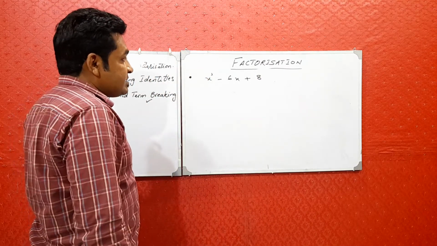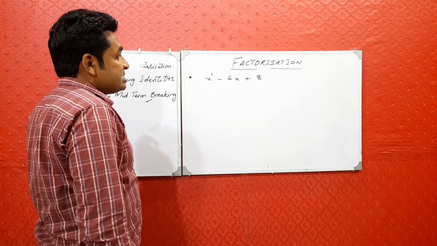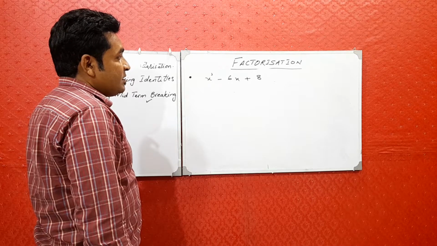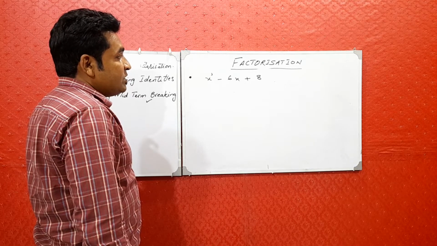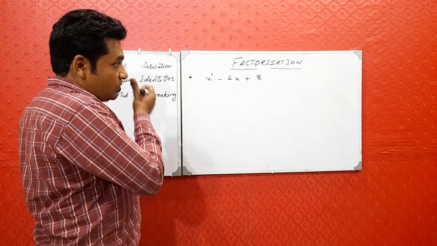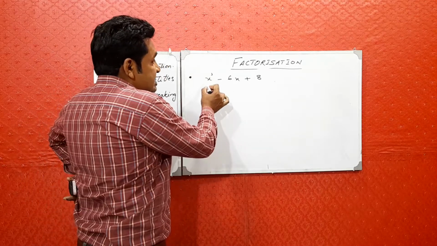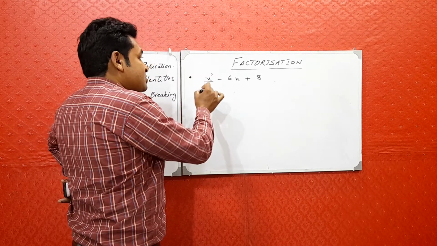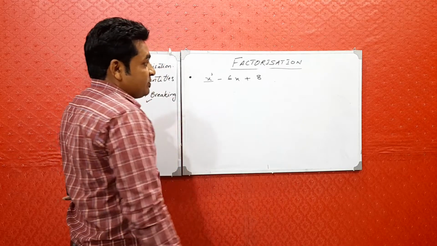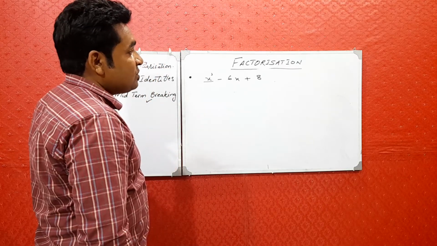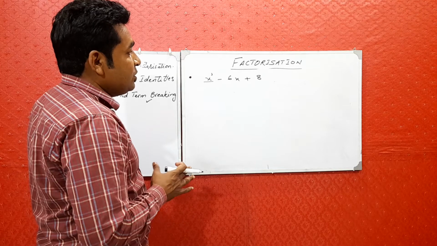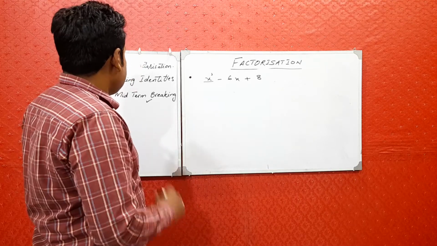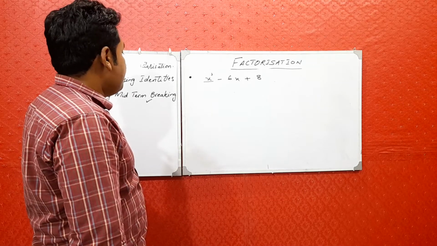Now we will use midterm breaking, but you should also ask why we are not using identities. I hope you know the answer, but if you don't, the first term is a perfect square. You can see that it's a perfect square of x. But 8 is not a perfect square, so that's why we are not in a position to factorize it using identities. So we use the other method, which is midterm breaking.